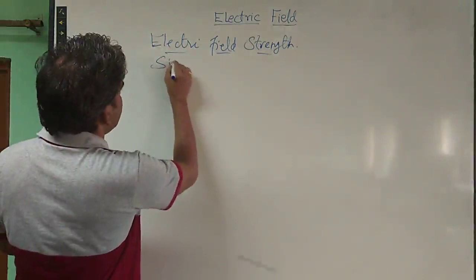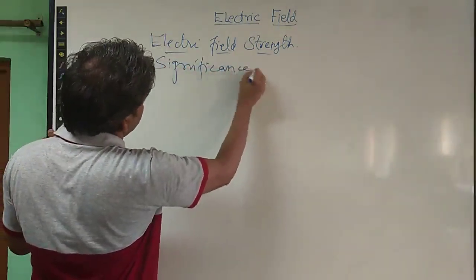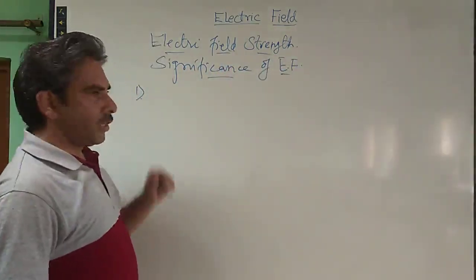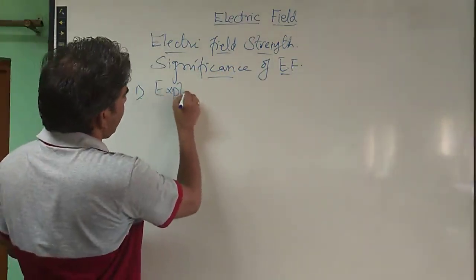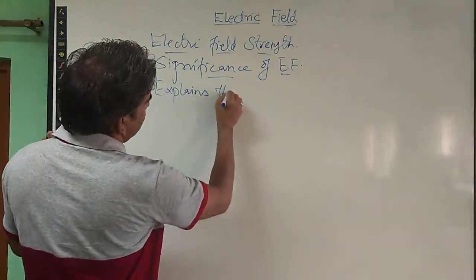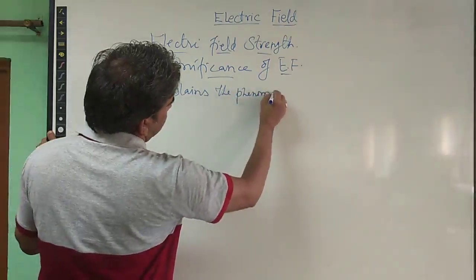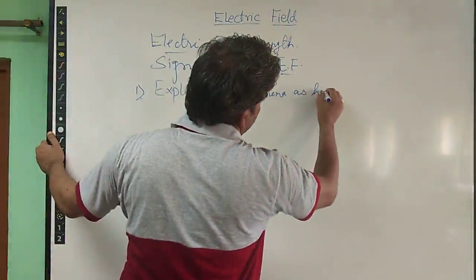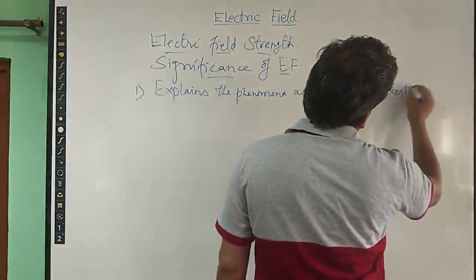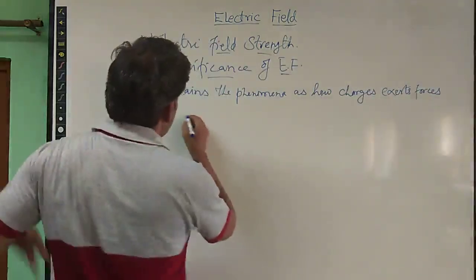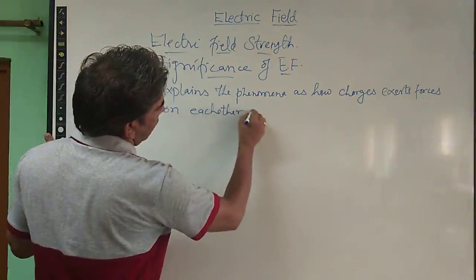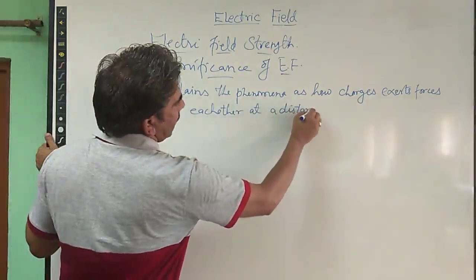So the first significance of electric field is that it explains the phenomenon of how charges exert forces on each other at a distance. So it explains this behavior.